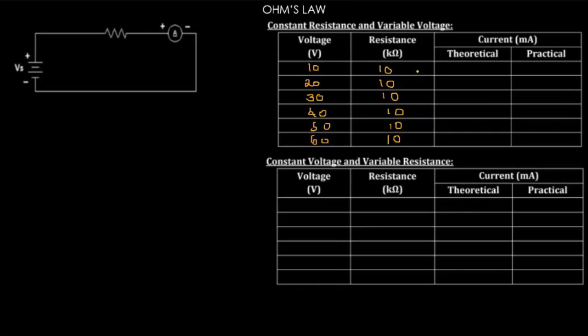Okay, we need to find the current which is flowing through this path. According to Ohm's law, you know that V is equal to IR. So, I is equal to V divided by R. For theoretical values, you are going to use this formula, which is nothing but V by R. For the first one, V is 10 volt and the resistance is 10 kilo ohms.